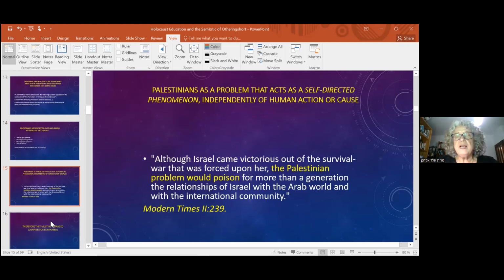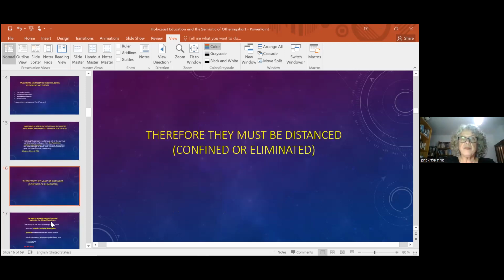The Palestinian problem is a problem that acts by itself. Nobody caused it and nobody directs it. It poisons our relationship with the world on its own. Therefore, Palestinians must be distanced, confined, or eliminated.